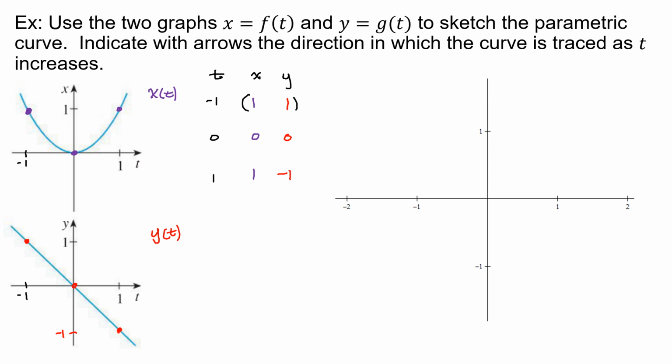And so my points look like this. I'm at the point (1, 1), (0, 0), and (1, -1), which is over this way. In this case, this will actually be a parabola. Again, kind of like that first one we talked about. If you have one equation that's a parabola and one's a linear straight line equation, you'll end up with basically a parabola. In this case, a sideways parabola.